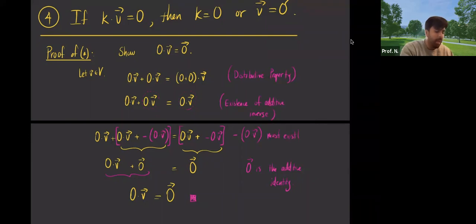It seems to be a bit convoluted for no reason, but this is the way to generalize the proof that anytime you have a vector in any vector space and you scalar multiply it with 0, you get the 0 vector, which is the additive identity.